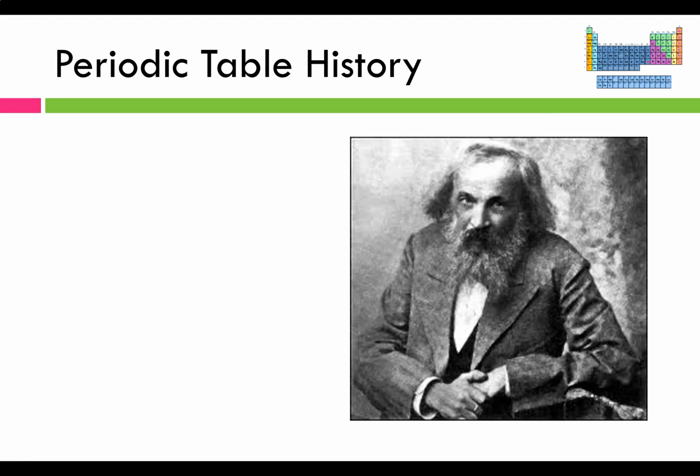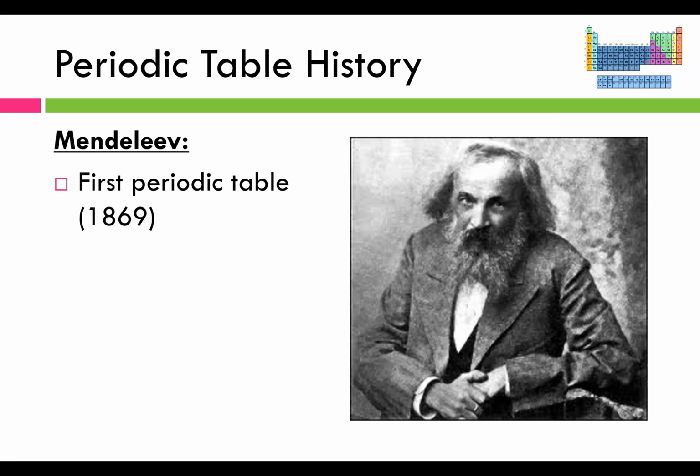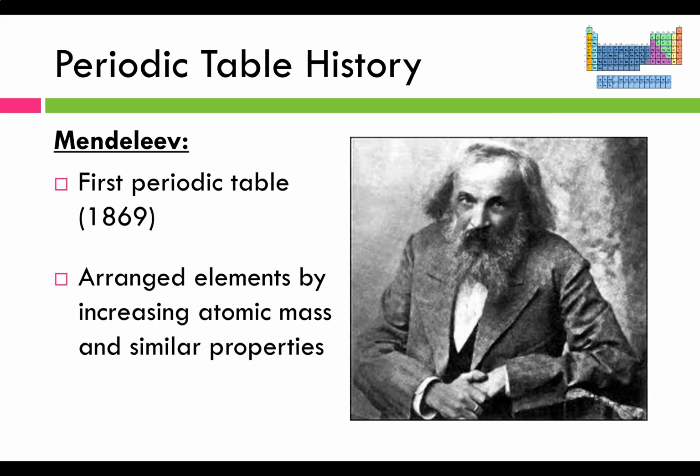Let's get started. Okay, this person here is Dmitri Mendeleev, and he is credited with creating the first modern periodic table, and we're looking at 1869-ish, 1870-ish, depending on where you look. Mendeleev arranged elements by increasing atomic mass and similar properties.